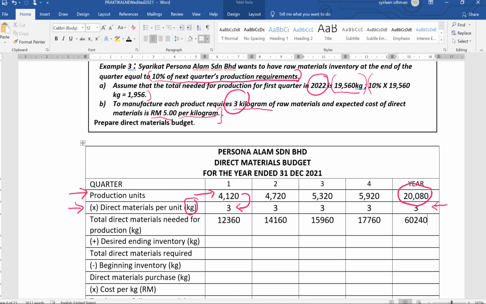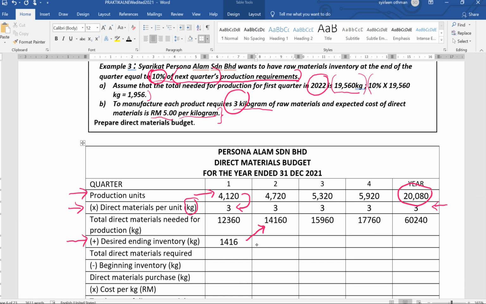Back to here, your desired ending inventory. As you can see in the question, the ending inventory policy is 10% of next quarter's production requirement. So my ending inventory for my first quarter is 10% from here. I'll be taking 10% of 14160. So the ending inventory for the first quarter is 1416.